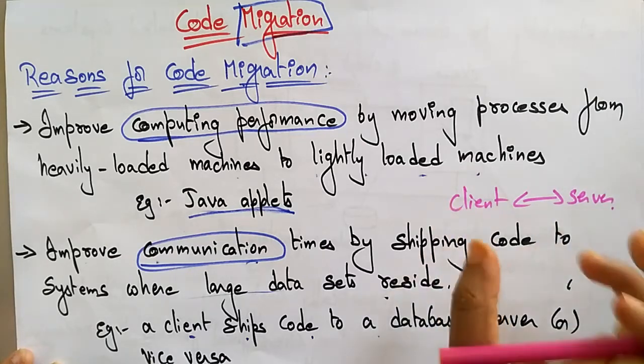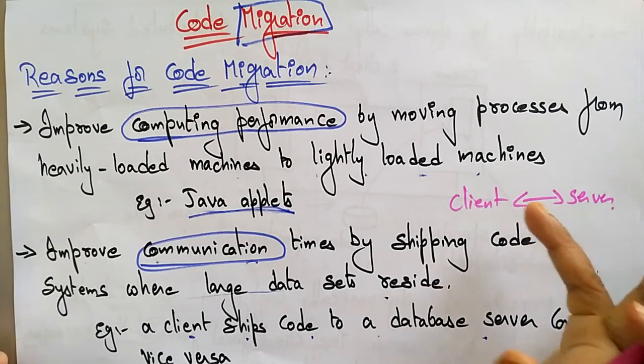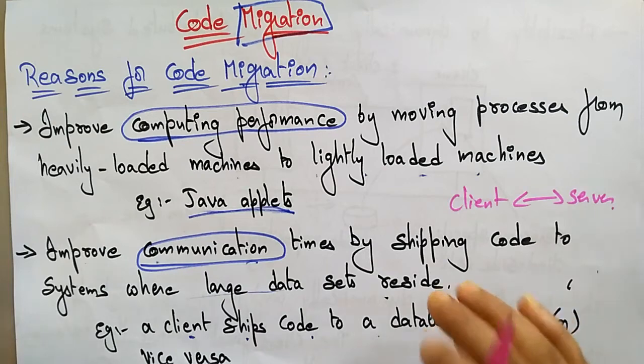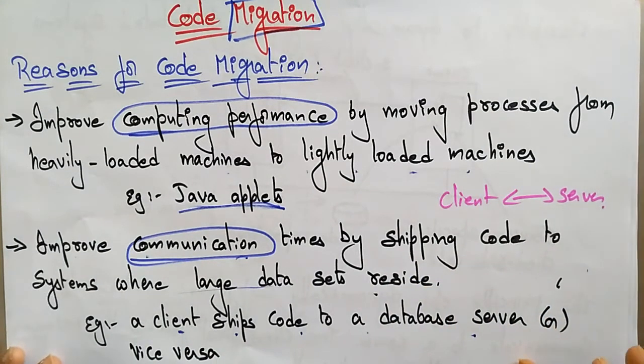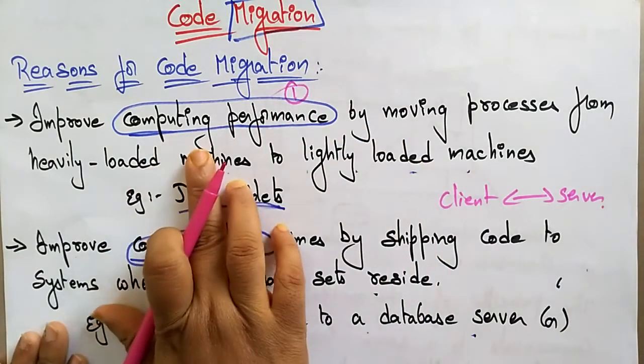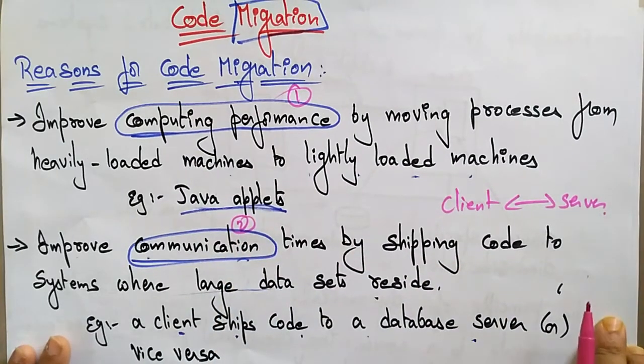So to improve the communication, shipping code for large data sets which reside on the server, from client to server and server to client, this code migration will be useful. So these are the two reasons for using code migration. The first one is improving the computing performance, and the second one is improving the communication.